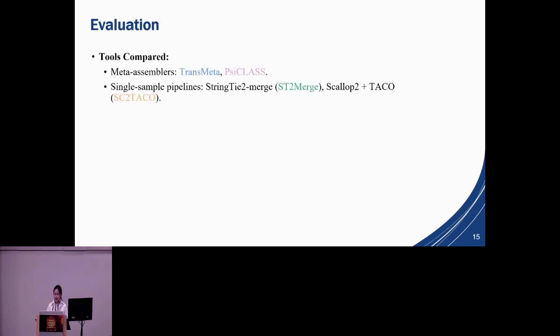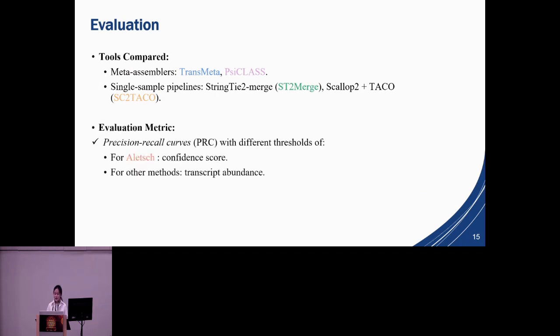We compare Aletsch with 2 meta-assemblers, TransMeta and Cylas, as well as 2 single-sample pipelines, StringTie2 merge and Scallop2 plus TACO. We use the commonly adopted precision-recall curve as our evaluation metric, adjusting different thresholds of the confidence score for Aletsch or the transcript abundance provided by the other methods.